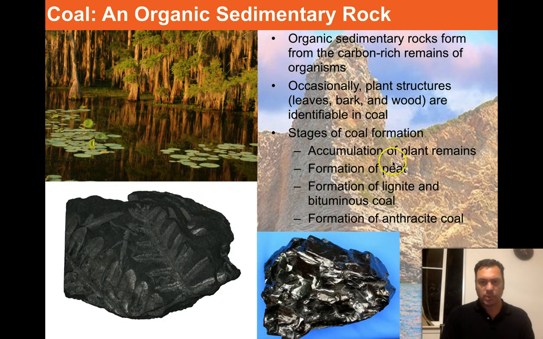So the stages are basically this: the accumulation of plant remains, the formation of peat. Peat is a type of organic deposit. You can actually burn it. Then the formation of lignite and bituminous coal, and then eventually anthracite. Anthracite is the cleanest version of the coal because as you're burying the organic material, the plant remains, over time it's squeezing out all of the bad stuff that we don't like, all the sulfur and mercury and uranium and all the other stuff that we don't necessarily want in our coal.